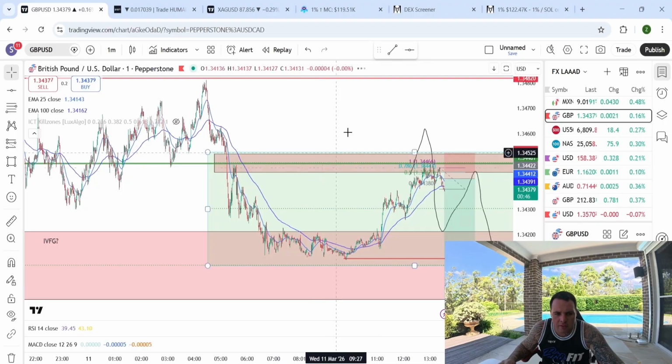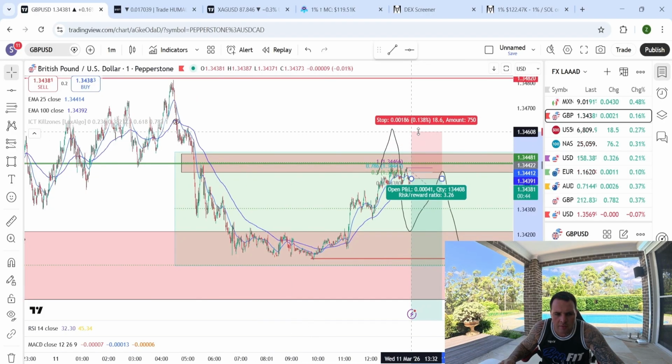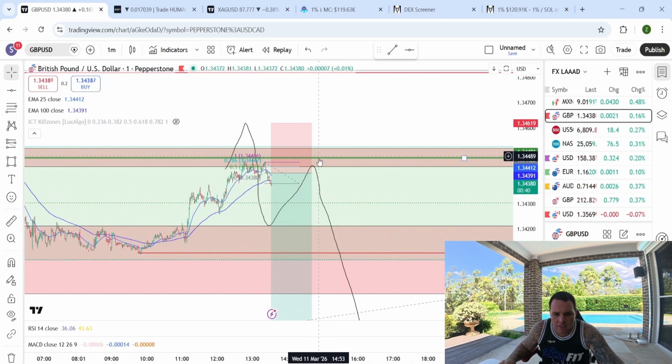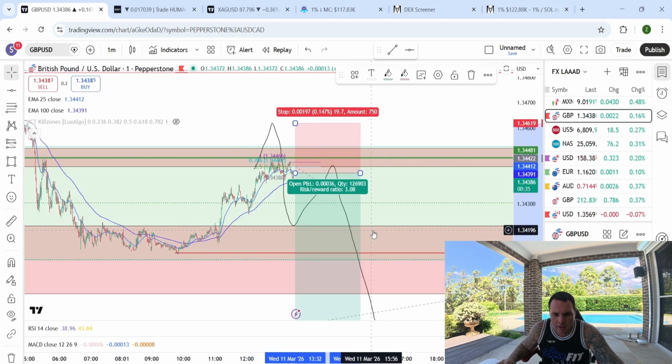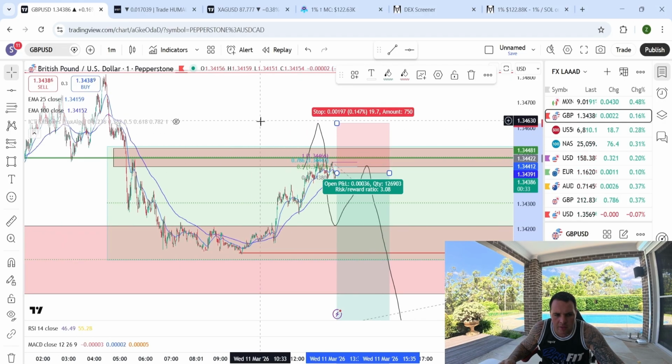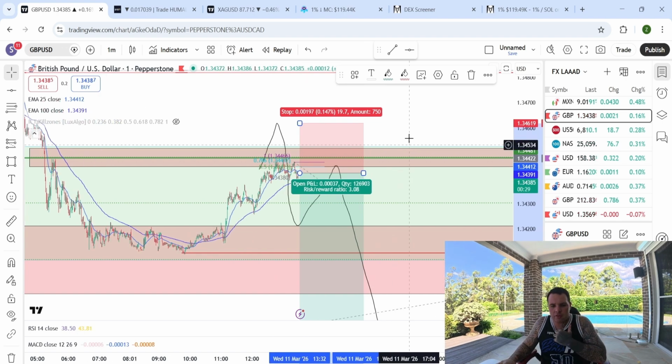Let's look over to the left, see. We could even have, I like a 3-to-1. It just gives us more protection, just in case we get a sweep and carry on. Because, yeah, I am expecting a bit of a sweep.